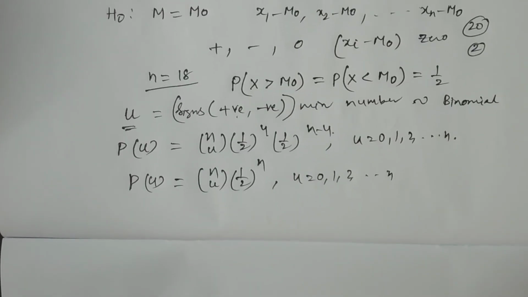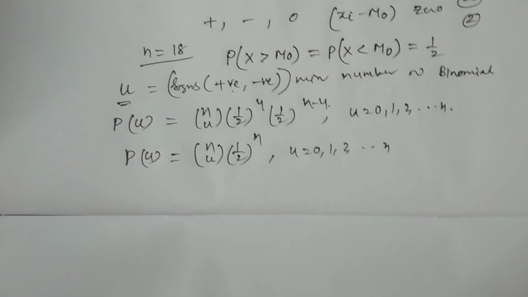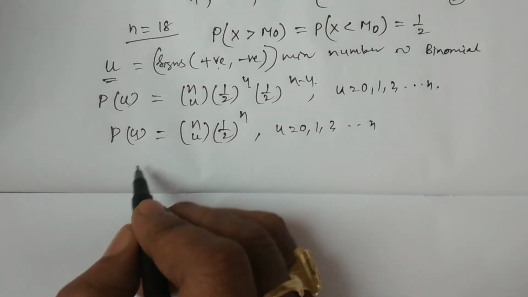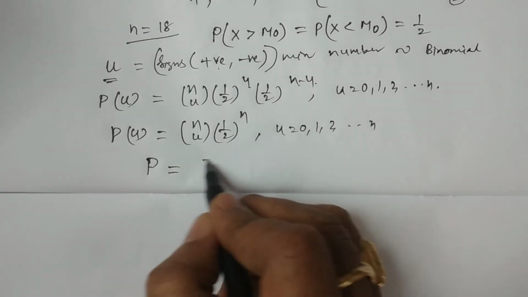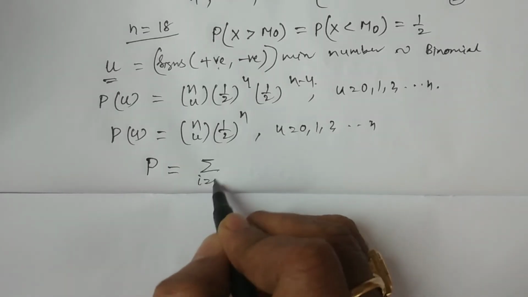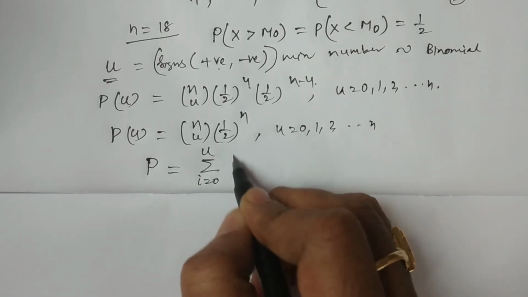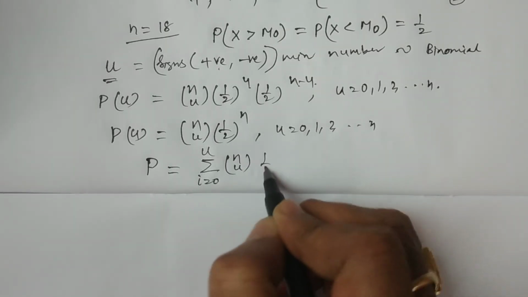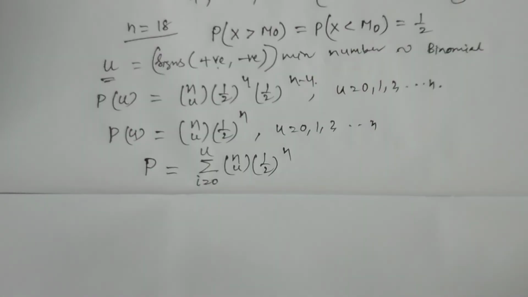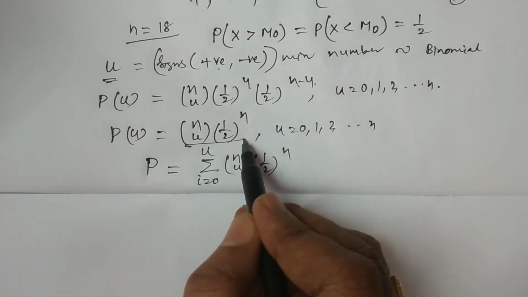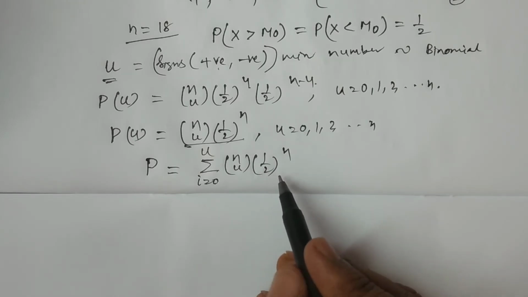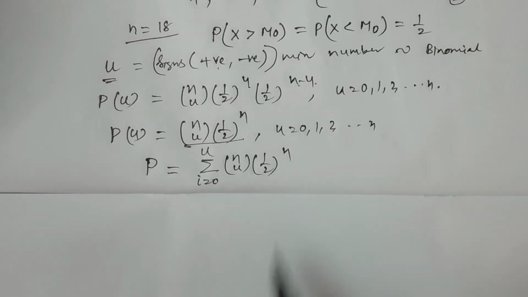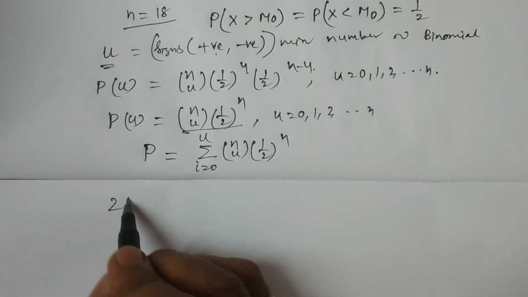So we calculate, using the cumulative binomial tables, capital P. What is meant by capital P? Capital P is equal to the summation, for example, i equal to 0 to u, of nCi (1/2)^n. This is the probability, how to calculate that summation probability of u of the binomial distribution, based on the variable u. Then we calculate 2P.